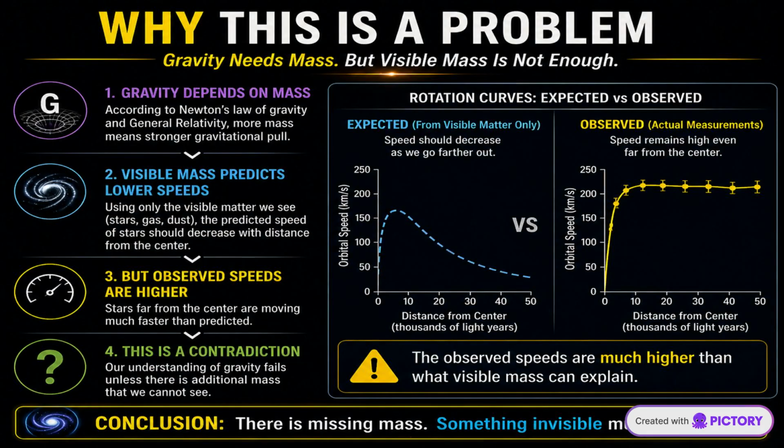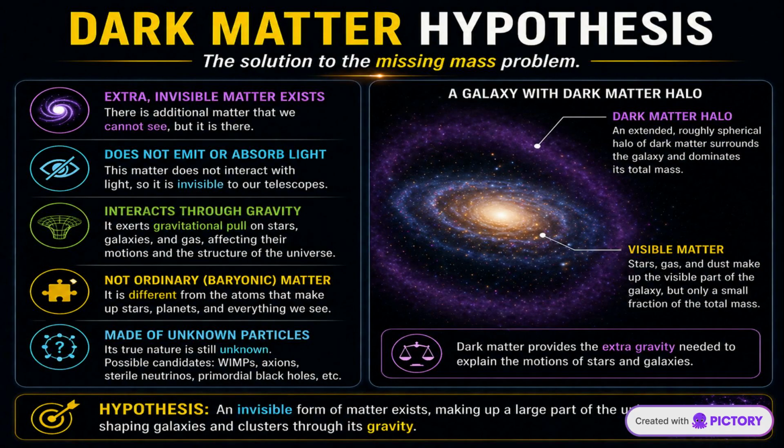Gravity depends on mass, but visible mass predicts lower speeds than observed. This contradiction suggests missing mass, indicating something invisible must be there to explain the speeds. The hypothesis of dark matter suggests an invisible form of matter that interacts through gravity. It doesn't emit light and is made of unknown particles, providing the extra gravity needed to explain cosmic observations.